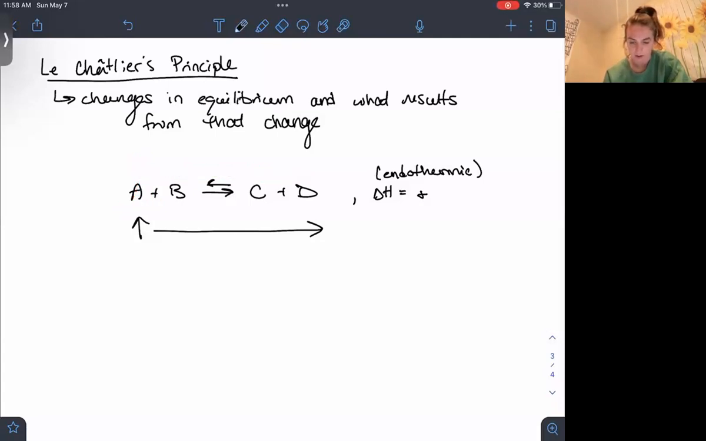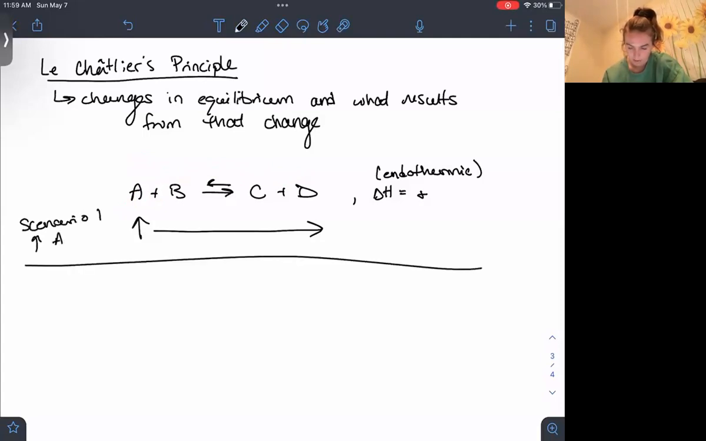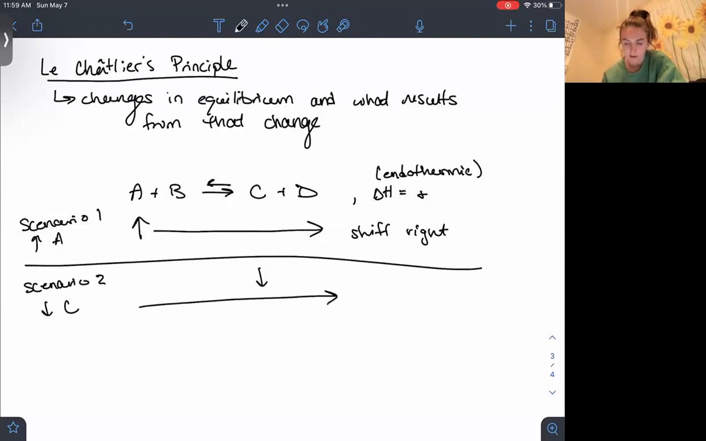What happens if I decrease my amount of C? This is scenario 1. Scenario 2 is I'm decreasing C. What do I do? Good, you're going to decrease reactants. We're still, again, going to shift to the right.